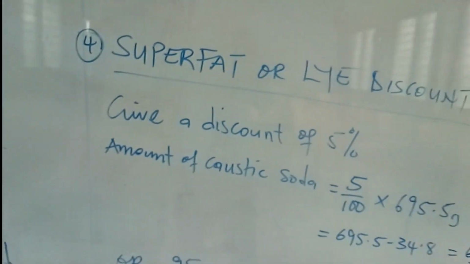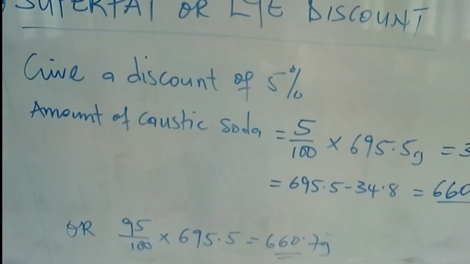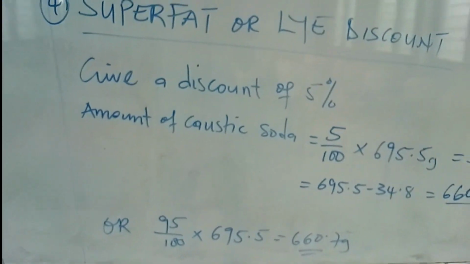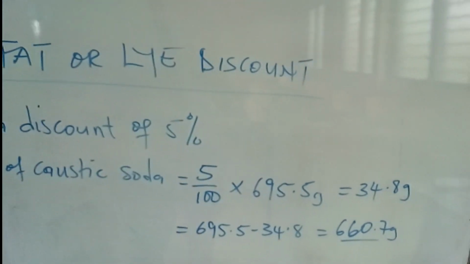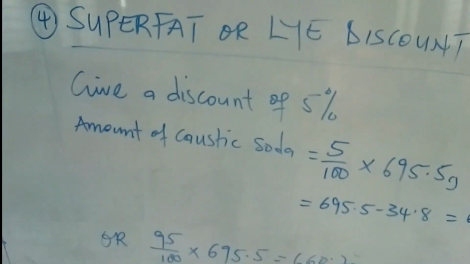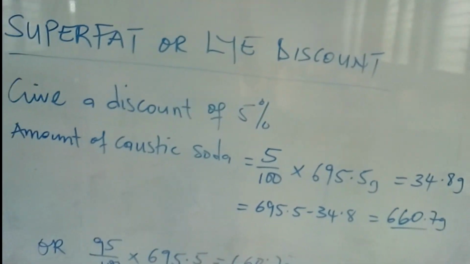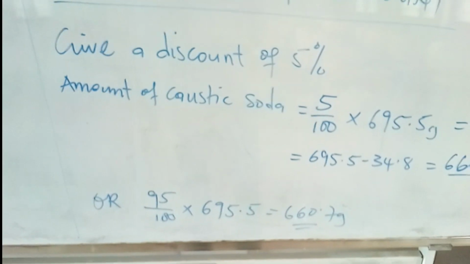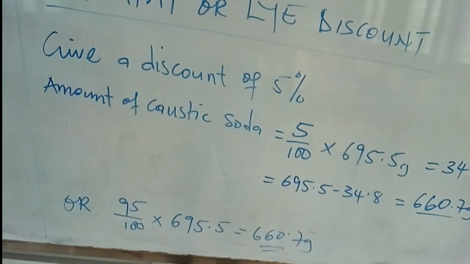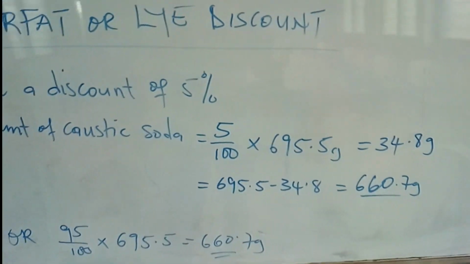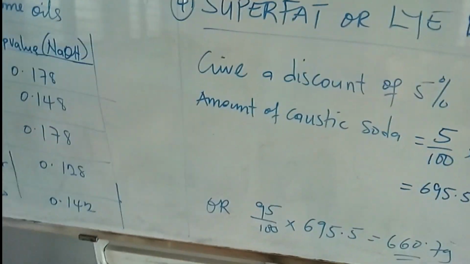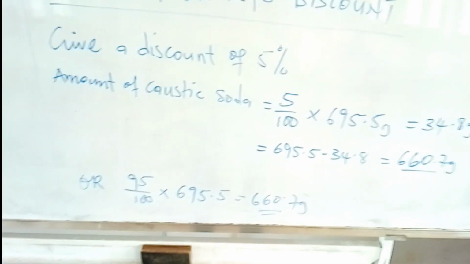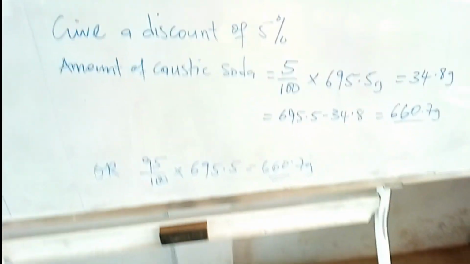So in superfat, there are two ways. Actually, they mean the same, but there's some slight difference between superfat and lye discount. Superfat is adding extra oil to a soap. But in actual fact, we don't add extra oil. What we do is rather discount the lye, or we discount the caustic soda. To discount the caustic soda, mostly we give a discount between 1 and 8%, though you can go higher than 8%. Mostly it's even good to superfat between 1 and 5.